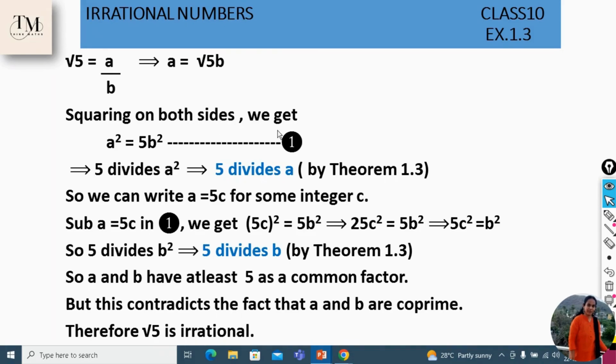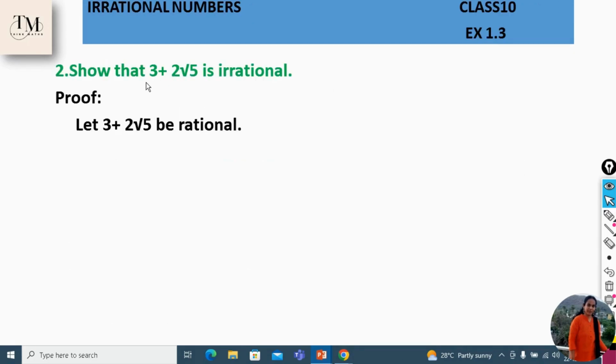Okay, children. So the next problem is, we have to show that 3 plus 2 root 5 is irrational. In the same way, we have to assume that 3 plus 2 root 5 is rational. So if it is a rational number, we can write it in fraction form. So 3 plus 2 root 5 equal to p by q.